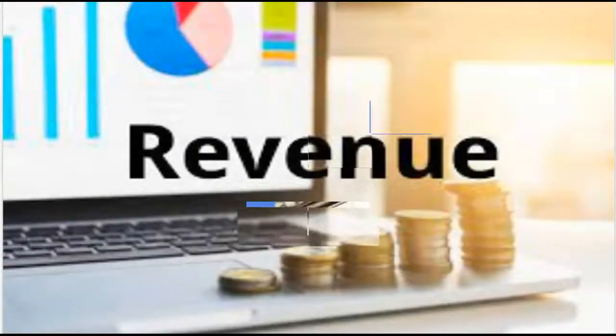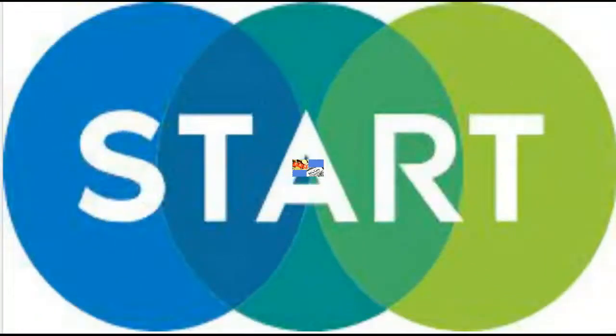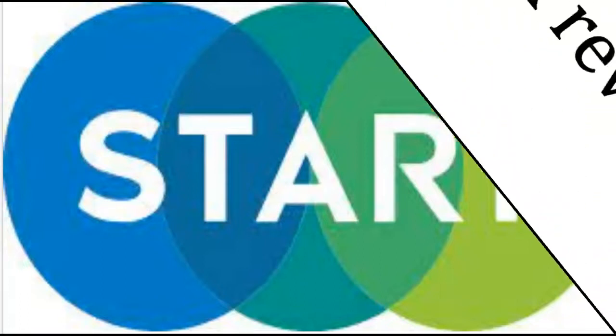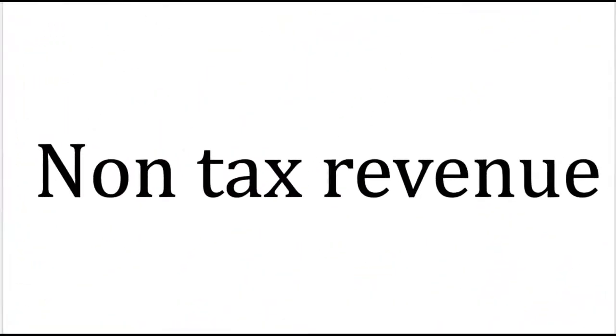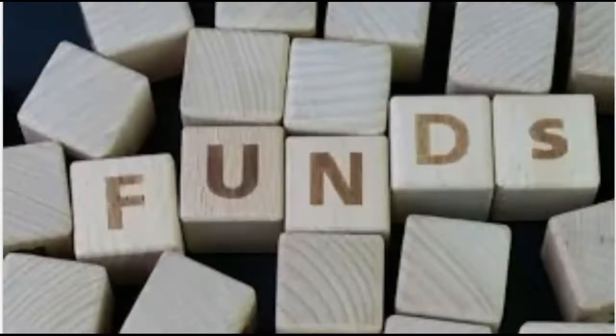We have two kinds of revenue: taxes and non-tax revenue. Let's start with the non-tax revenue. We will define it and then give some information about it, like where the money comes from. We only have one non-tax revenue. It is revenue generated from non-tax sources. These non-tax sources can generate funds for municipalities and counties to operate.